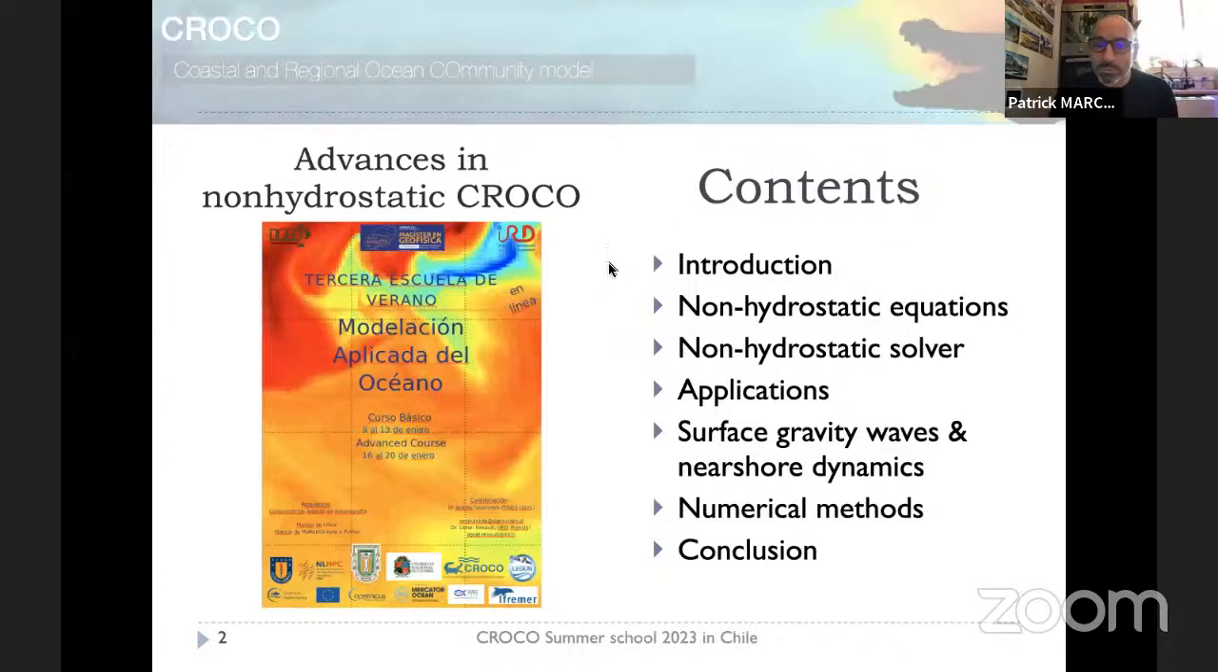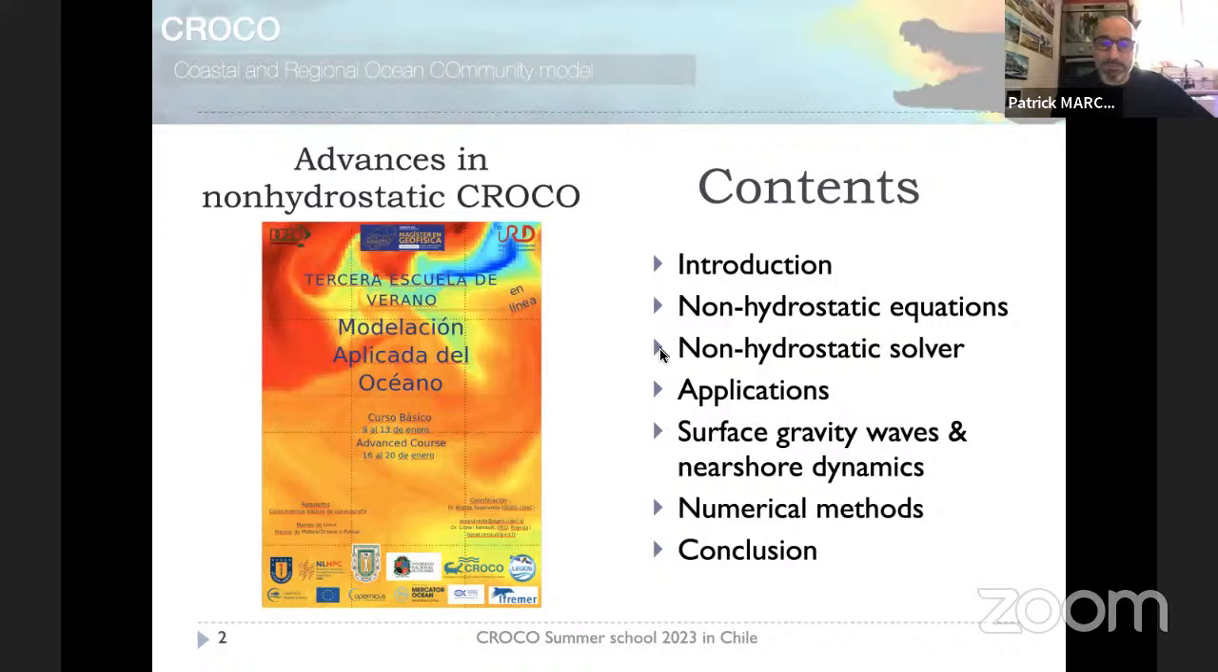So this is the plan for the next 2 hours, I think, or so. First, I will start with an introduction of the subject of non-hydrostatic problems, and then I will go for the non-hydrostatic equations, what they are, what they represent, what are the assumptions behind it, and then the non-hydrostatic solver in CROCO that has been developed to solve the equations. This is the non-easy part, I would say. We'll go slowly, and some things will be more difficult to understand than others.